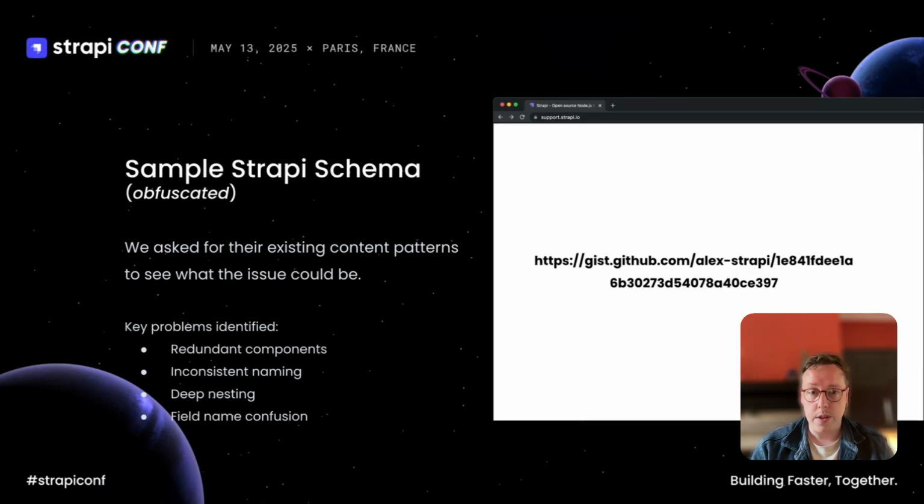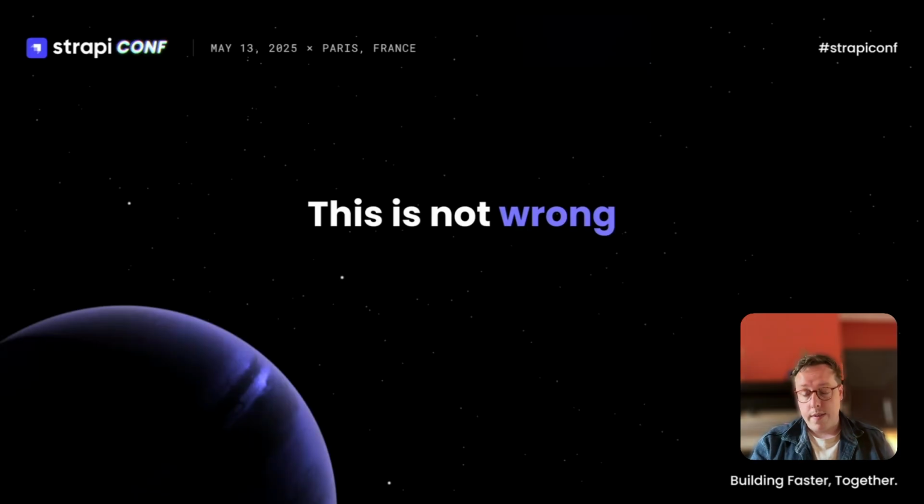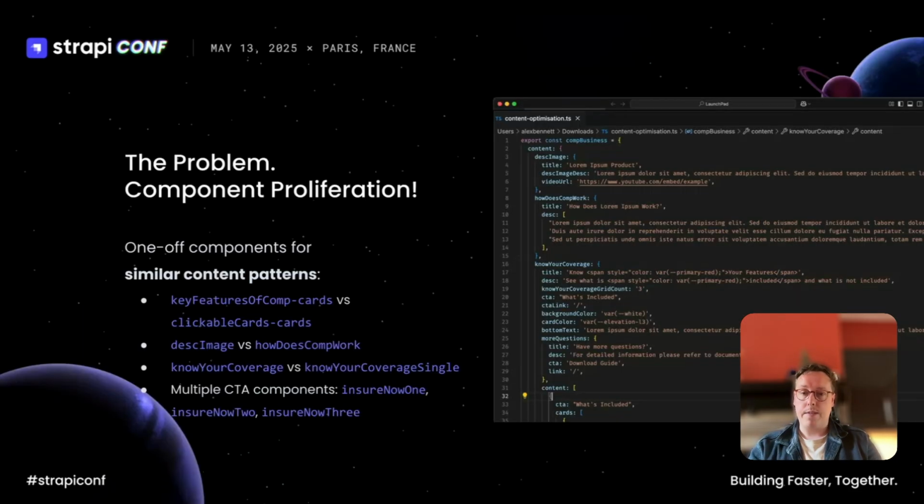And you could probably imagine that the larger their Strapi project is, the more content types it has. This is a problem that becomes exponentially hard to deal with and ultimately leads to quite an unmaintainable project. You'll see that there's inconsistent naming. There's quite a lot of use of deep nesting, and there's quite a lot of field name confusion. This isn't wrong. Their Strapi project would work, but they are encountering performance bottlenecks, and we can trace a lot of these problems back to how they've set up their schema originally. So we can do better. So let's have a look at it.